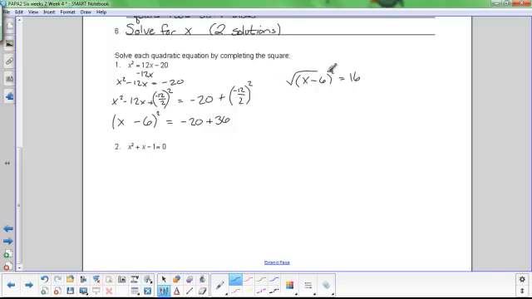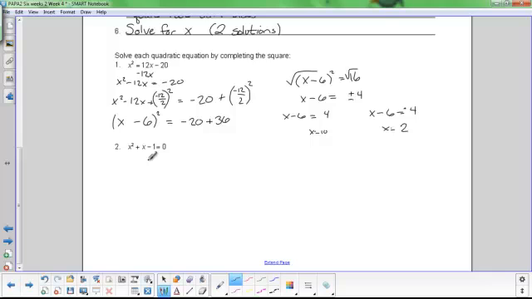On to step number 5. By square rooting both sides, we remove the exponent. X minus 6 equals plus or minus 4. There are always two solutions. Much like absolute value, for this particular problem, rewrite it as x minus 6 equals 4, x minus 6 equals negative 4. Solve both, and you get x equals 10 and x equals positive 2.